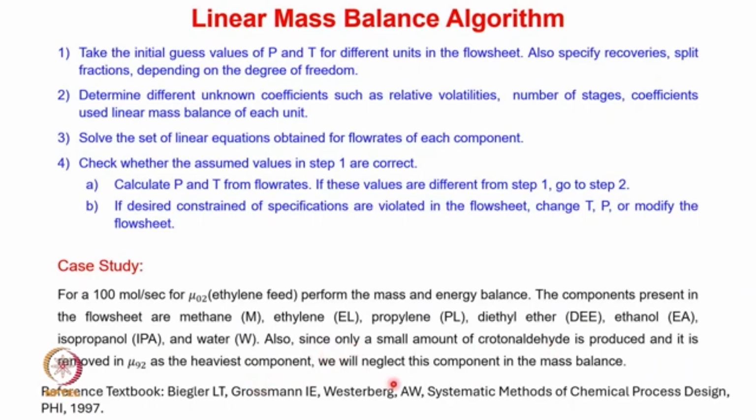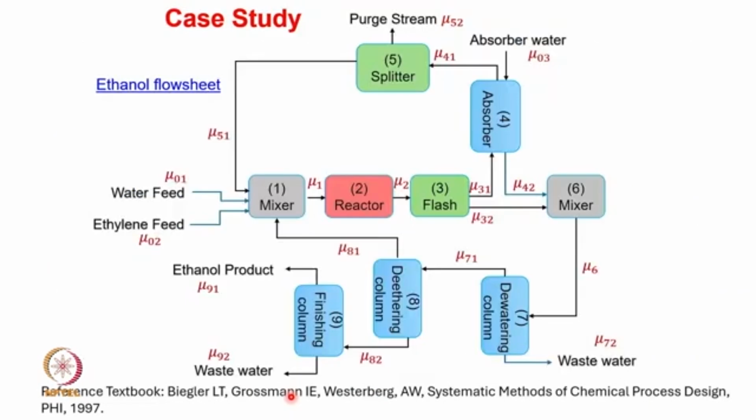If you look at the flow sheet, this is the same flow sheet which we have obtained. We can represent the notation for each of these molar flow rates. For instance, the molar flow rate of the water feed is mu 01, and the molar flow rate of the ethylene feed is mu 02. This water and ethylene are mixed with the recycled components in the mixer, and the entire mixture will have a molar flow rate of mu 1.